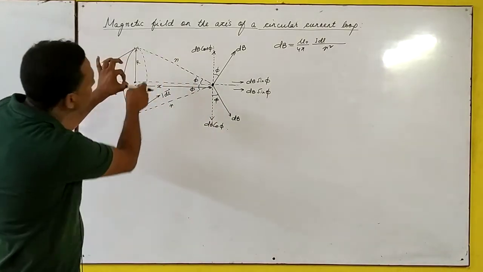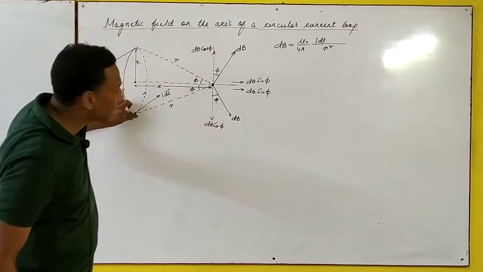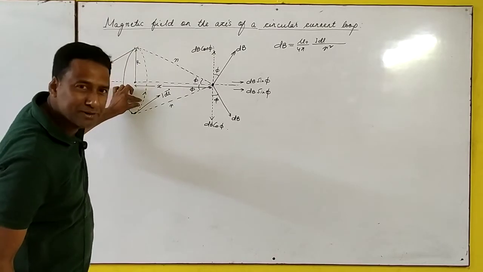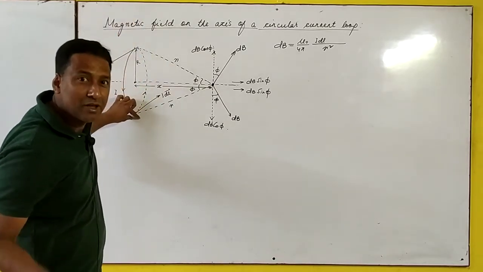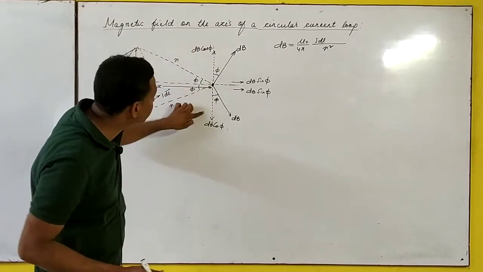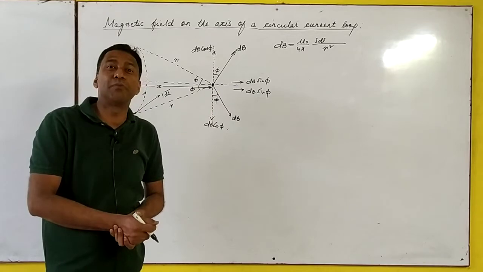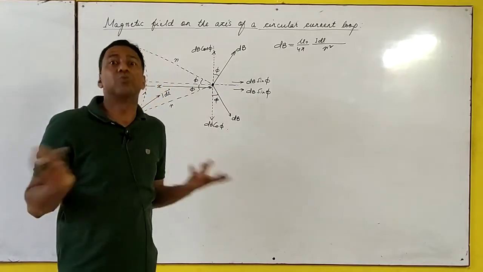For a circular current coil, for every element of length, there will be a diametrically opposite element. If you take the element here, the diametrically opposite element will be here. So for every element, there will be a diametrically opposite element, and they are going to cancel their vertical components of magnetic field. So what is left out?